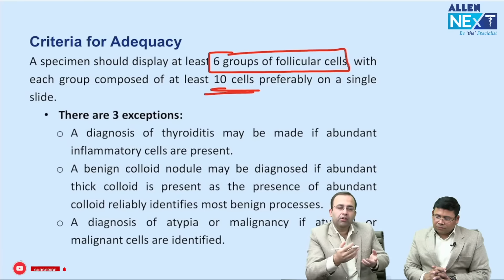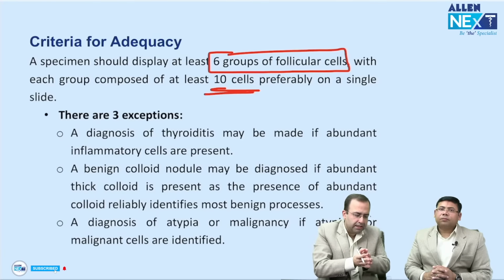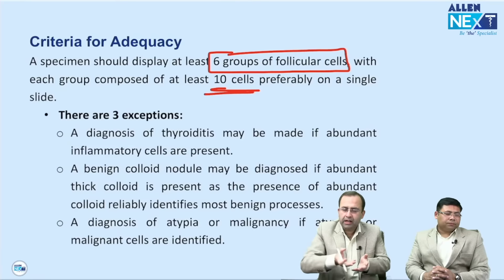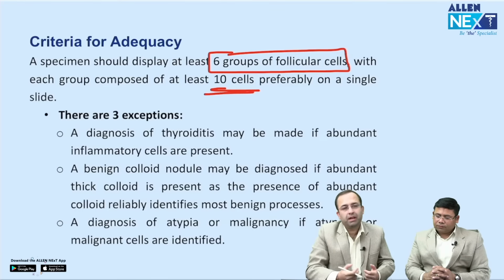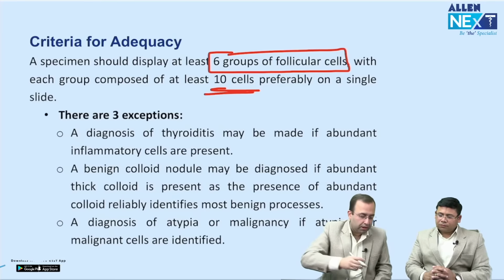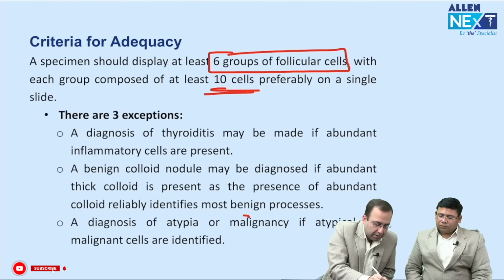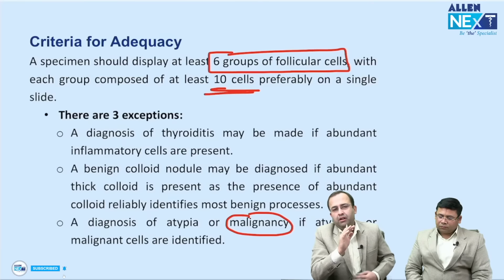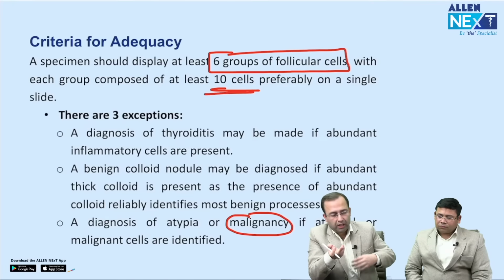Except, very obvious, suppose I just had 2 groups, each with 8-10 cells, but I am able to diagnose it as a malignancy. I know that it is malignant, I cannot give it inadequate at that time. So if a diagnosis of ATP or malignancy is made, then I will not call it as inadequate, firstly.